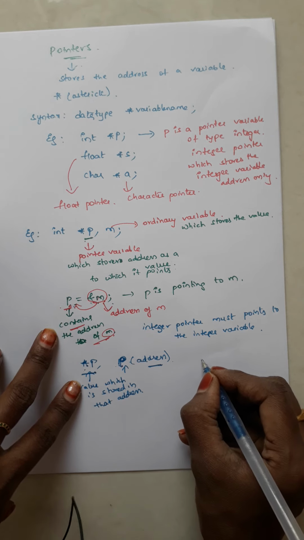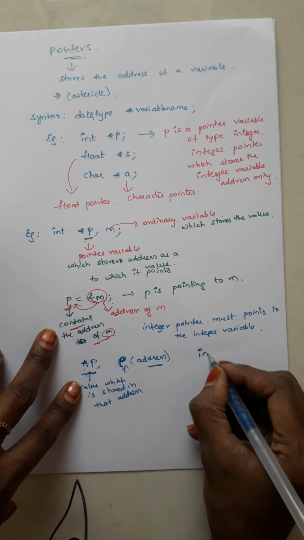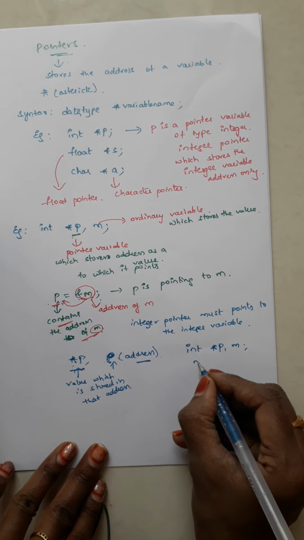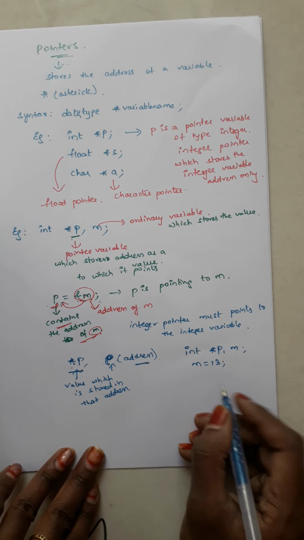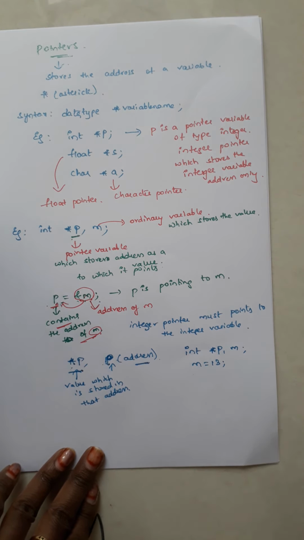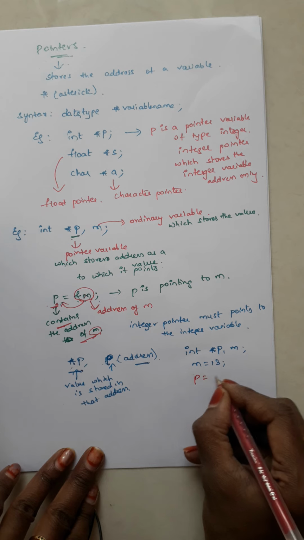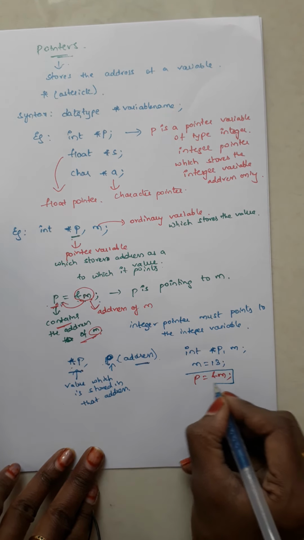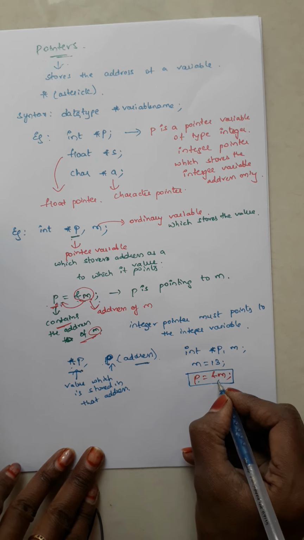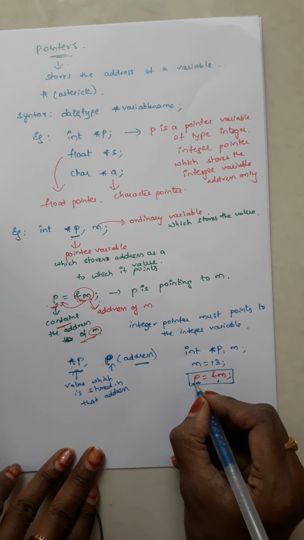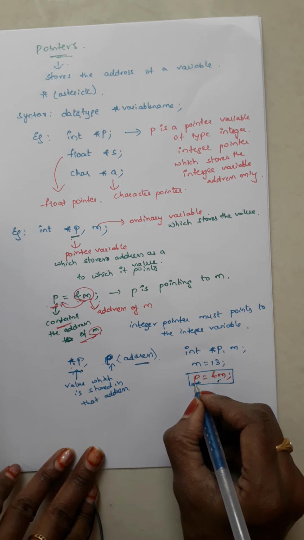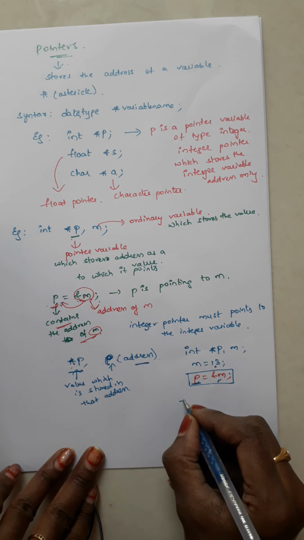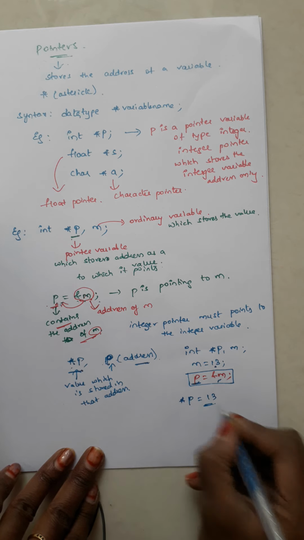For example, here we declared int star p, m. Now m equals 13. What is the m value? 13. Now p equals ampersand m. What is the meaning of this? p is pointing to m, so the address of m is stored in p. What does m contain? 13. Now star p equals 13.